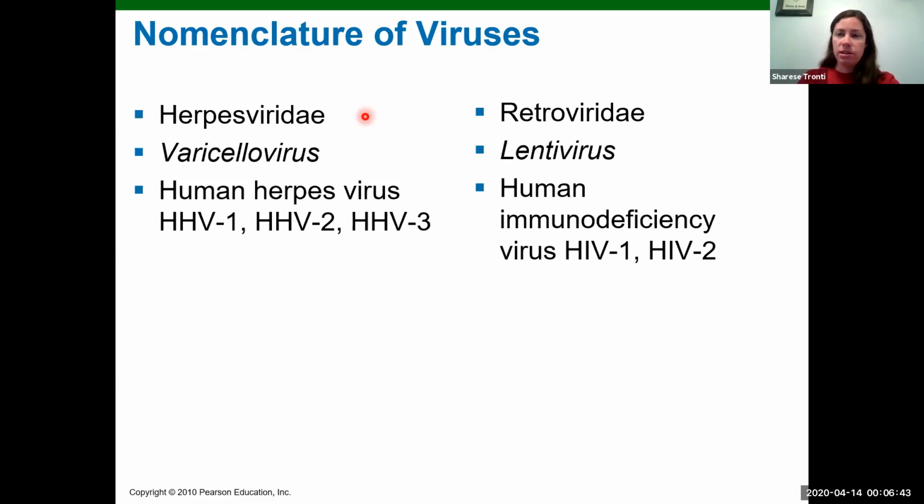Herpes viridae, again, is our family. Varicella virus is going to be the species. No, sorry, this is the genus. And then human herpes virus is the species. And then the specific number, HHV1, 2, or 3, would be the subspecies. We see the same thing over here. Retroviridae is the family. Lentivirus, genus. Human immunodeficiency virus is our species, and HIV1 or 2 is the subspecies.